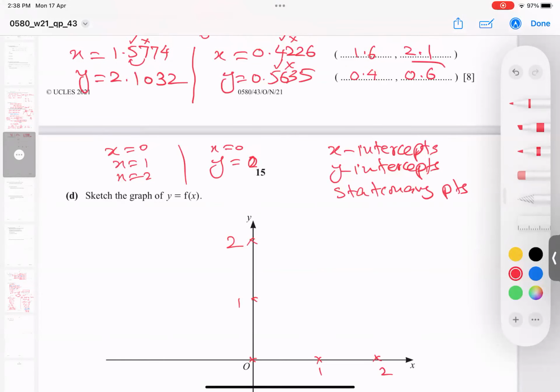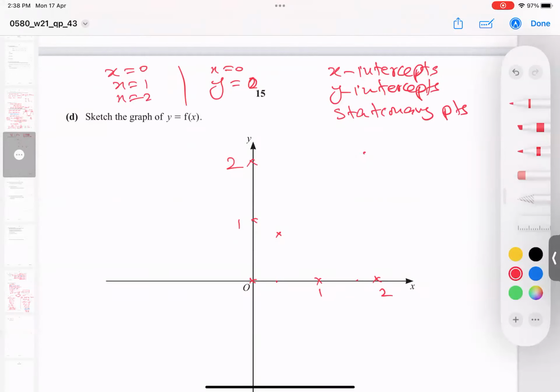Where is x 0.4 and y 0.6? So x is 0.4 somewhere here, and y is 0.6 somewhere here. Wait a minute, students. All right. And the second: x is 1.6 and y is 2.1. So x is 1.6 here, and 2.1 somewhere here. 1 minute, please. Let me show you the pattern we are getting.